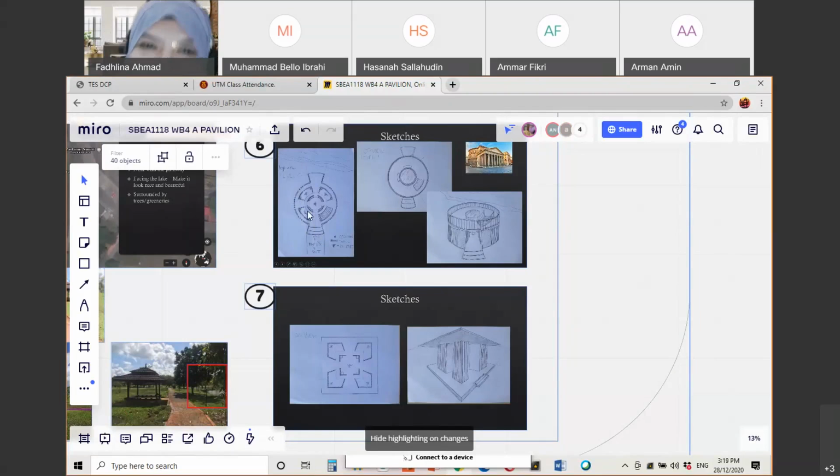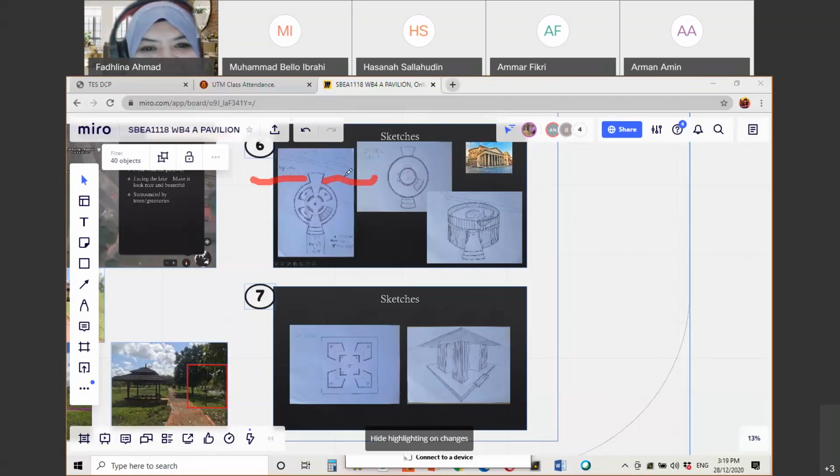Actually the idea comes from the Pantheon itself, because I think the pavilion is a building that is very suitable to put the sculpture, and I put the oculus at my pavilion, something like that.